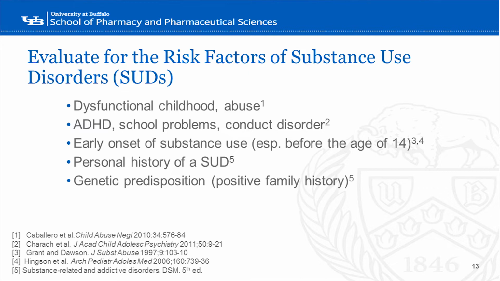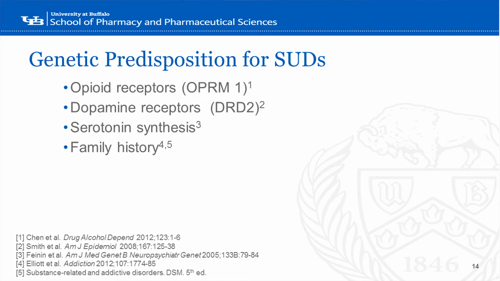Obviously, anyone who's had a personal history of an addiction in the past is at risk, and those with a positive family history may carry the genetic predisposition for addiction. This genetic predisposition is mediated through changes in our genome. So we know that there are single nucleotide polymorphisms, SNPs, which alter the basic structure of opioid receptors, which predispose people to addiction. We also know that there are changes in dopamine receptors and serotonin synthesis, and these things seem to then lead to this positive family history that would tip us off for individuals who are at risk for addiction.